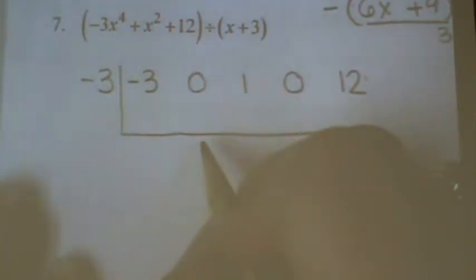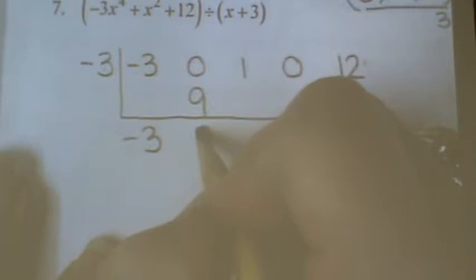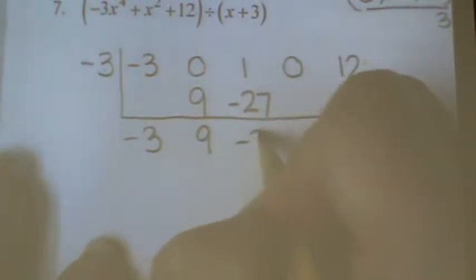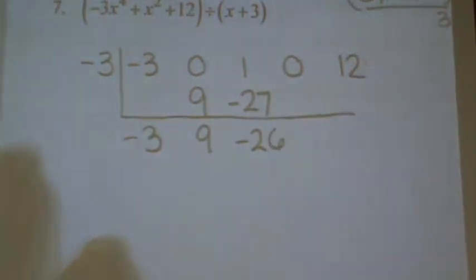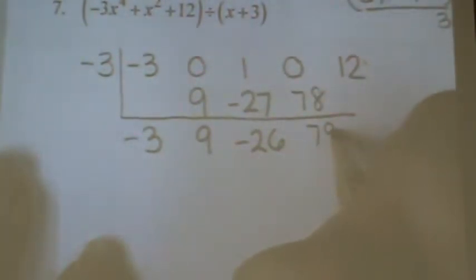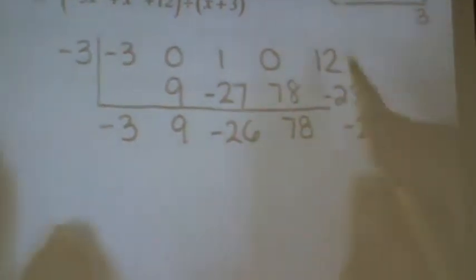Good. Next, what do you do? What's the process? Bring down -3. You always bring down your first term. What do you do with these two? Multiply. Then add, then multiply, then add, then multiply, and you get 78. Add, multiply, negative 234, and when you add, you get negative 222.